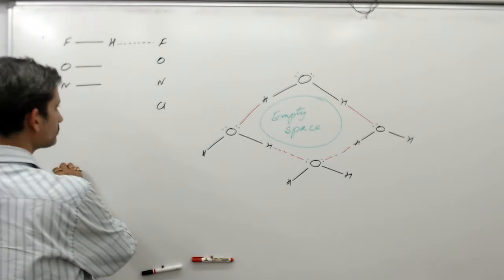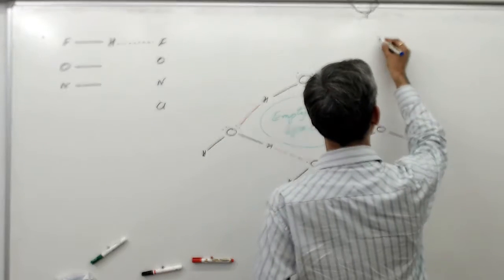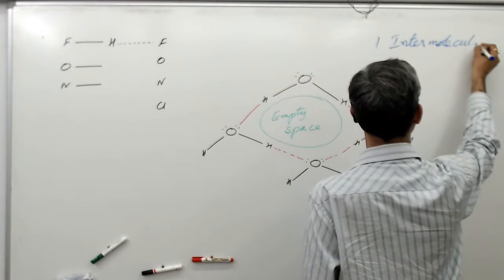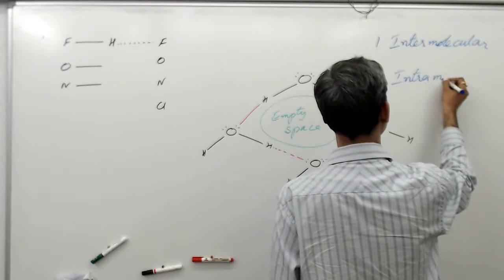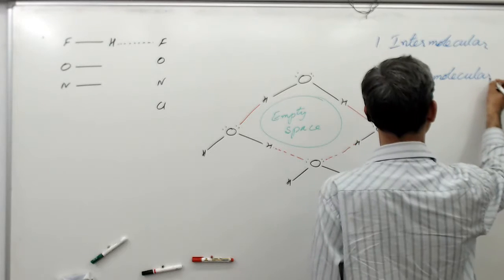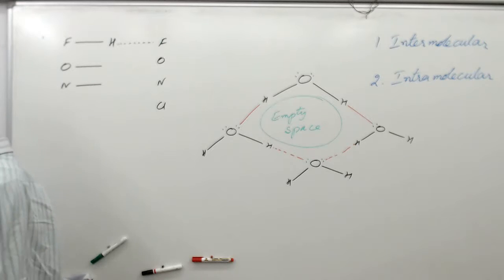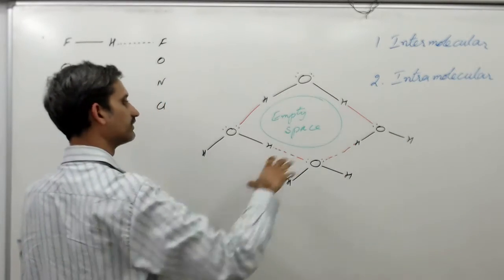Now, hydrogen bonds are classified in two categories. One is called intermolecular, and the second one is called intramolecular. Intermolecular are very obvious to see. This is what we have as intermolecular, different molecules forming the bonds.